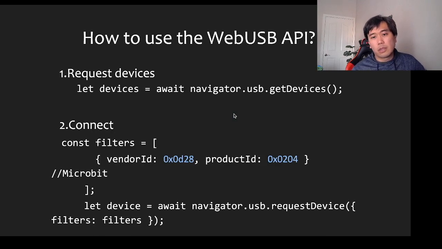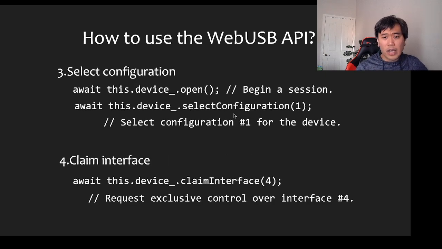So how you would use it, you would use navigator.usb.getDevices to get the list of devices. And then in order to connect, you need to know the vendor ID and then the product ID. In this case, that's the vendor ID and the product ID for the micro:bit. And then you do navigator.usb.requestDevice, and then you will get the correct device. And once you have the device, you can begin a session using device.open and then device.selectConfiguration. In this case, you're selecting the first configuration there, and then you claim the interface.